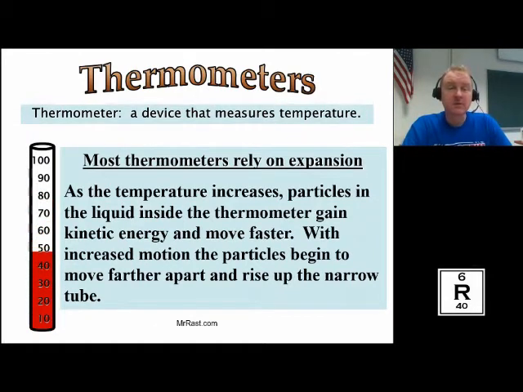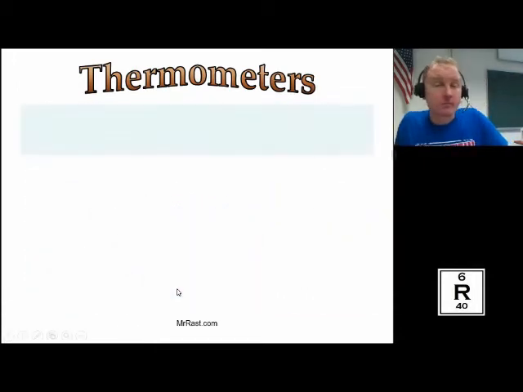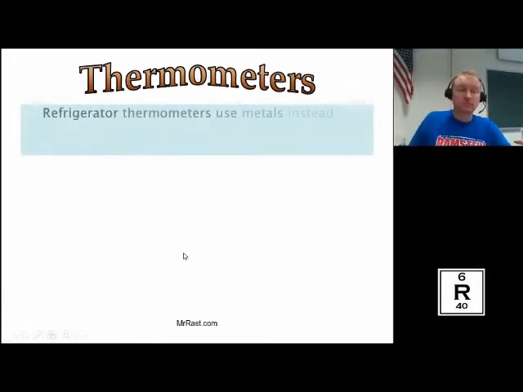So most thermometers rely on expansion. That's what I was saying, because of the kinetic energy of the molecules moving. As the temperature increases, the particles in the liquid inside the thermometer gain kinetic energy and they begin to move faster. With the increased motion, the particles begin to move further apart and rise up the narrow tube. Got it? All right.